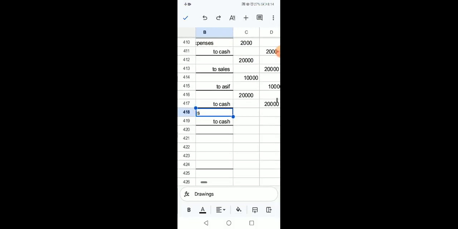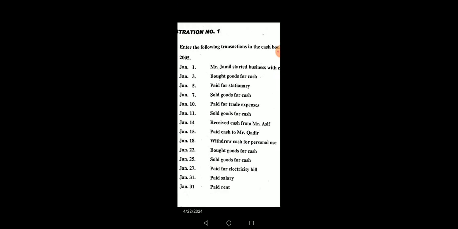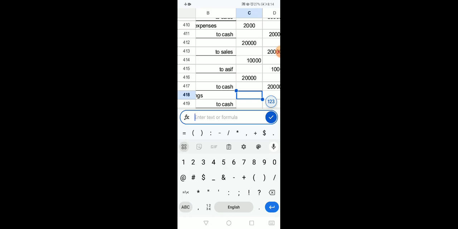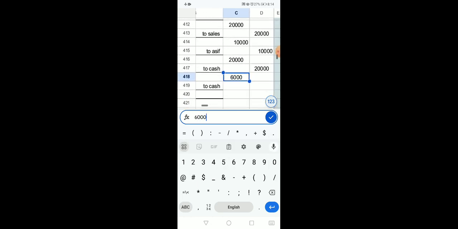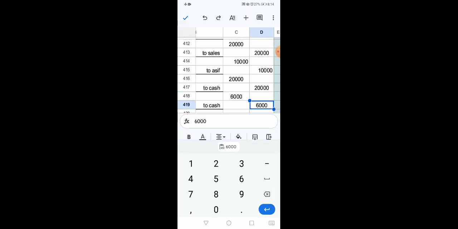Now let's see what the amount is. We have to check what the last amount was, that was 20,000, and the 18th entry is 6,000, so you will mention 6,000 on the debit side. This is your debit side, and you will be writing the same amount on the credit side. Posted, it means entry number 18 has been completed, and you will go for the next entry. Okay, entry number 18 is completed.